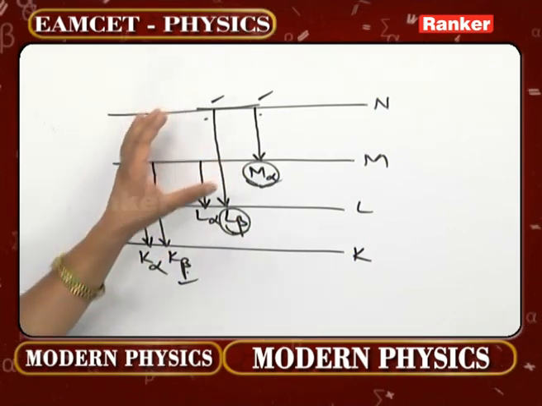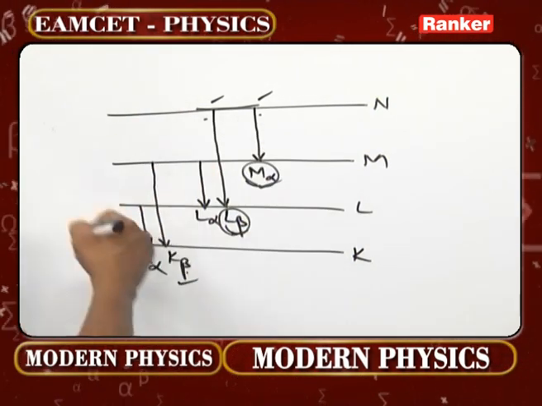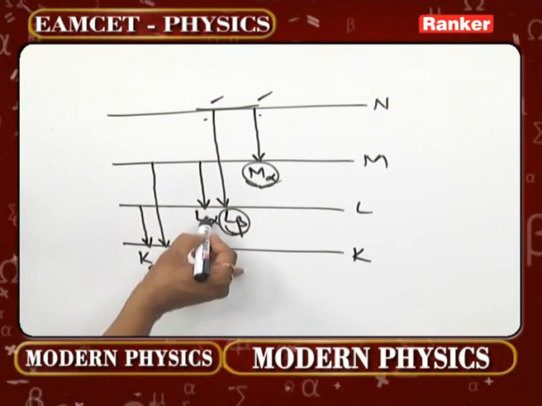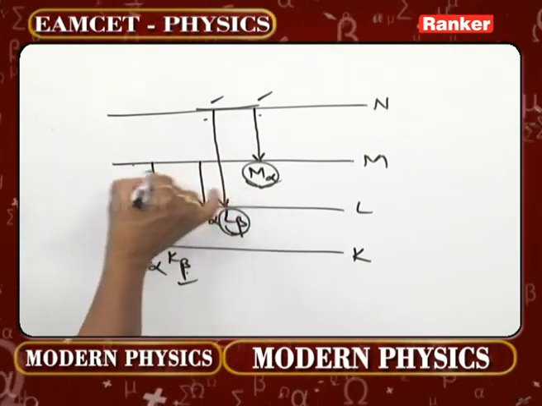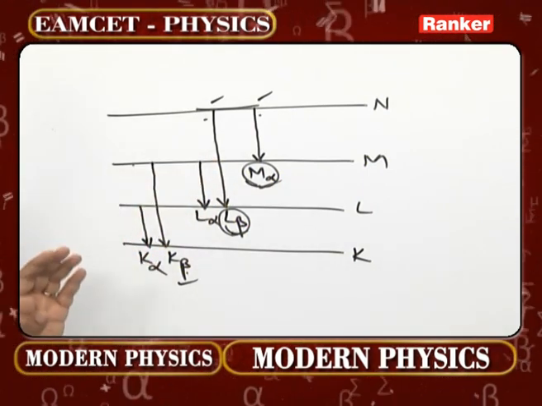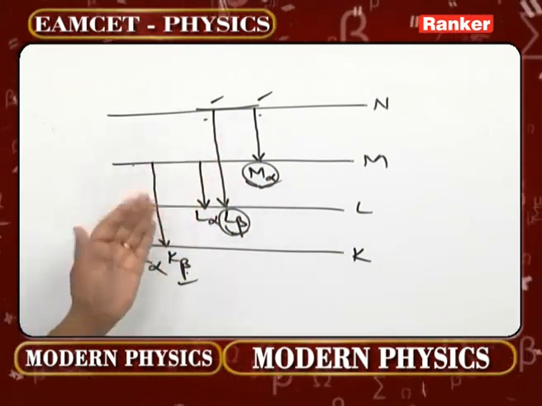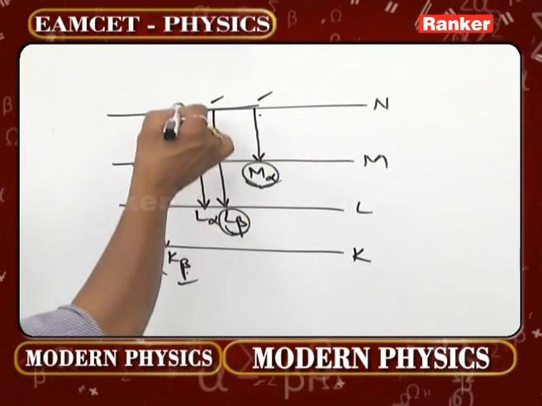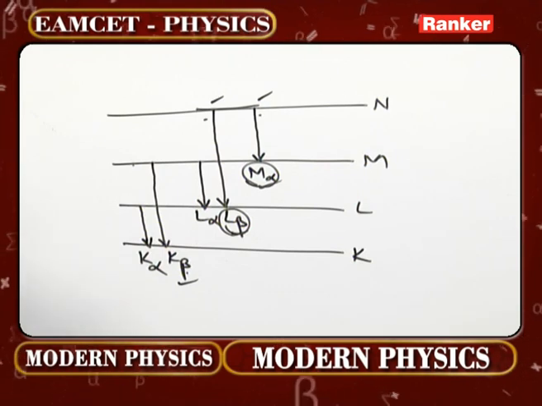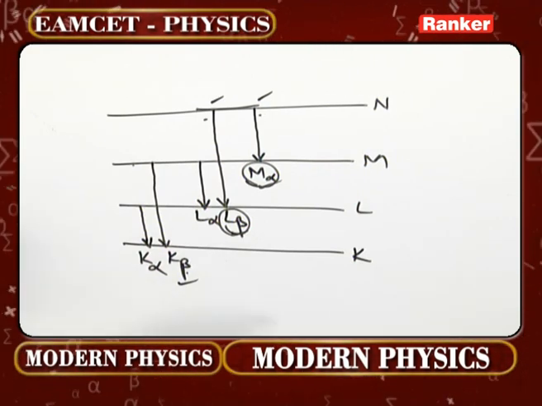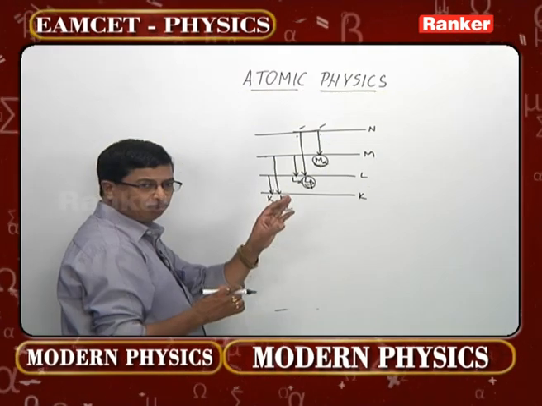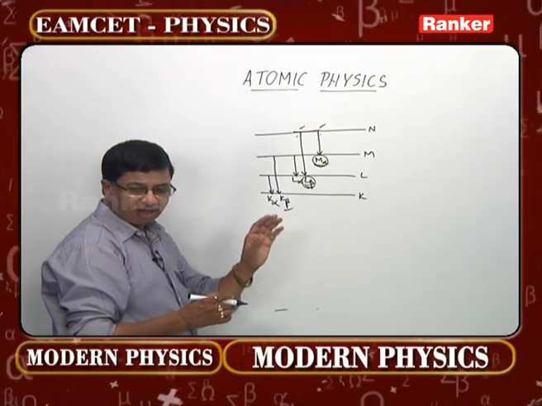So, it is a very important model, and a very simple one to identify. Suppose they ask you about K beta and L alpha, they also have the same outer shell. Likewise, questions can be asked about which one has a common outer shell, which one has a common inner shell, and so on. So for this particular question, the option must be the third one, since L beta and M alpha both have the common outer shell.